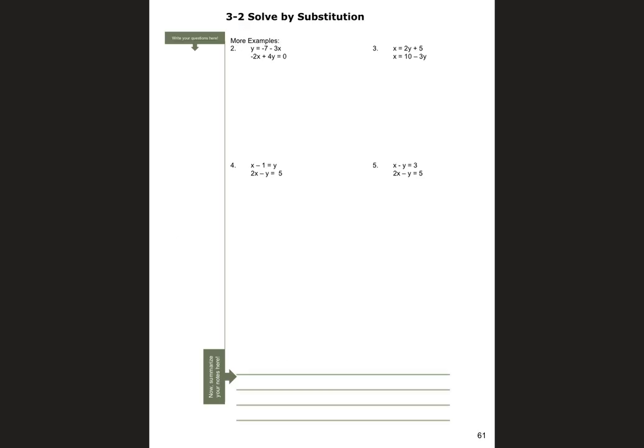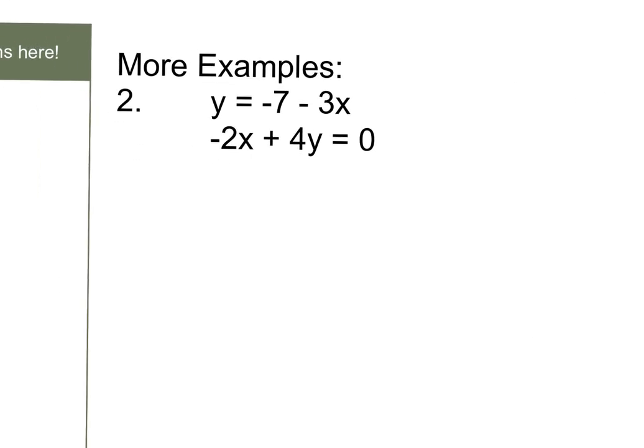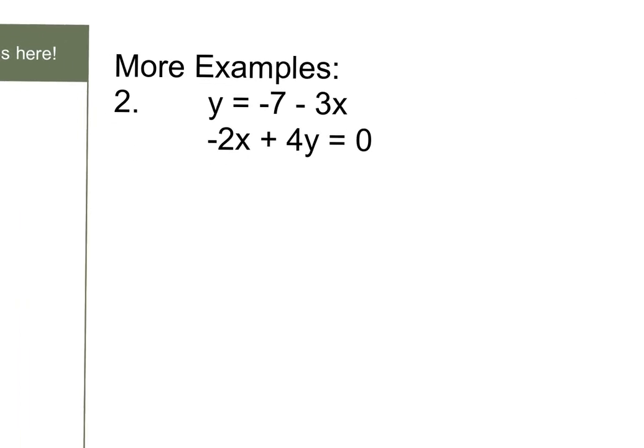All right, so I got a few more examples here. I'm going to do the top two with you, and then I want you to try numbers 4 and 5 on your own. So let's get right into it. Remember, we want to get one of the variables all by itself, and sometimes they've done that for me. So all I have to do is replace the y with negative 7 minus 3x. So let's go ahead and do it.